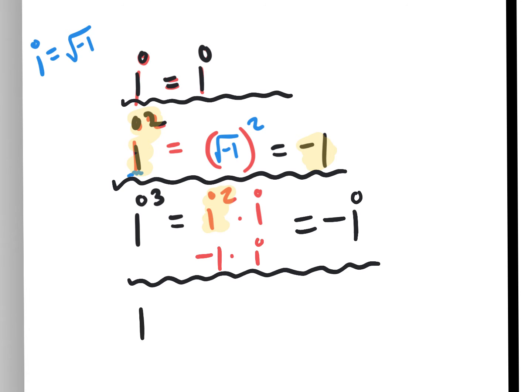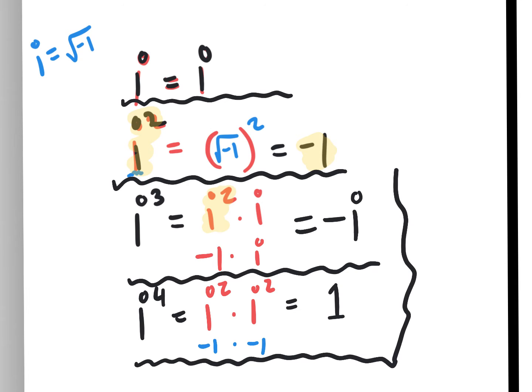i to the fourth equals, how would I rewrite that? i squared times i squared. That's exactly right, because it will be a negative 1 times a negative 1, right? We know that i squared is really negative 1, and we know i squared is really negative 1. So what's negative 1 times negative 1? Positive 1.